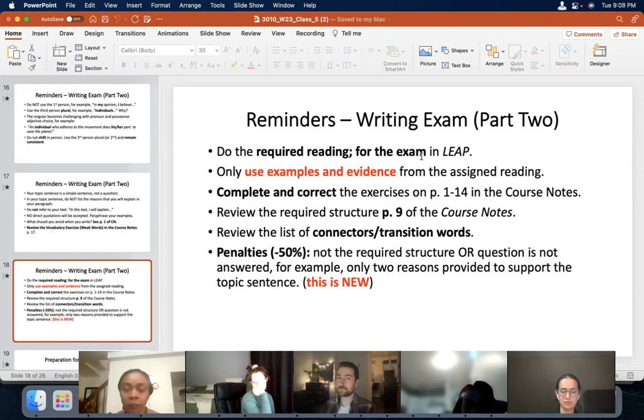So class, these readings, they are your level. And I'm sincere. You're Advanced 1 and they are your level. And the topics are interesting. And I'm sincere there. I'm an Anglophone and I love the topics. So complete and correct the exercises on page 114, and complete and correct the exercises on pages 1 to 14 in the course notes. Review the required structure of a paragraph, page 9 of the course notes. Review the list of connectors or transition words. Give me 5 transition words for your paragraph.